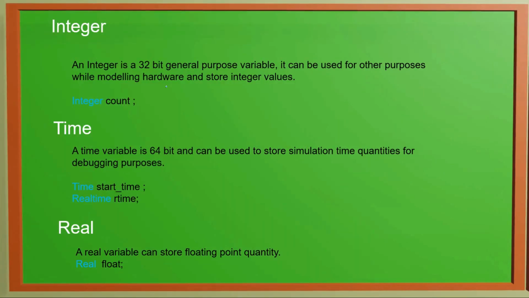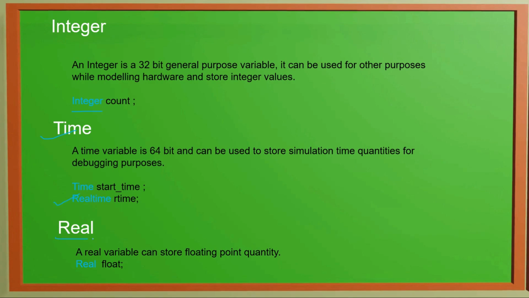So integer is a 32-bit general purpose variable we can use for modeling. Integer is a keyword followed by the count of that particular integer. Time is also a keyword. It is 64-bit and we can use it to store simulation time quantities. So its syntax is time followed by, say, start time or end time. Similarly, we can use real time.